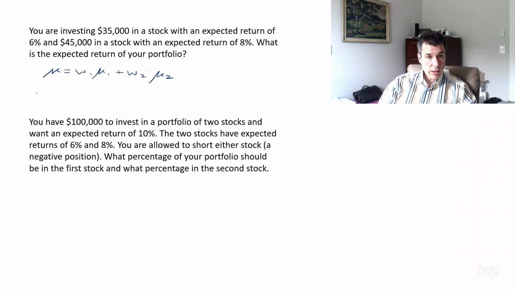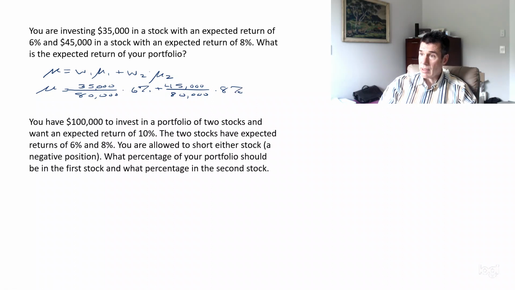So the expected return, that's mu, is equal to 35,000 divided by 80,000 times 6% plus 45,000 divided by 80,000 times 8%. So for this, I'll need my calculator, so let's grab that.